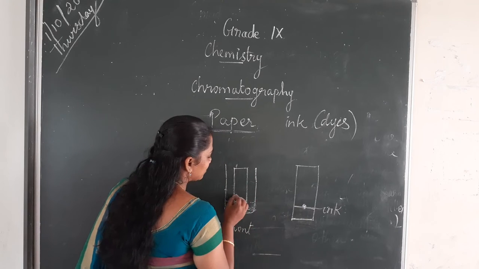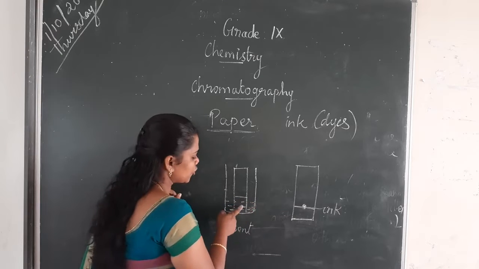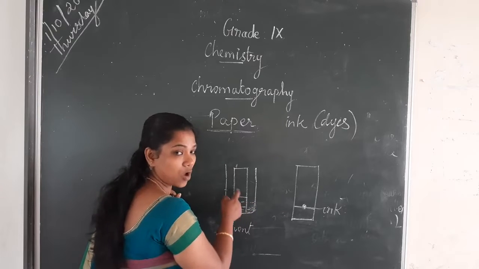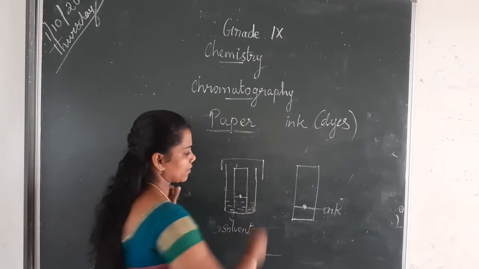And this pencil line should be above. It should not be immersed inside the solvent. It should be above the what? The solvent. Okay. Here is our ink spot. Then close the beaker with the lid.